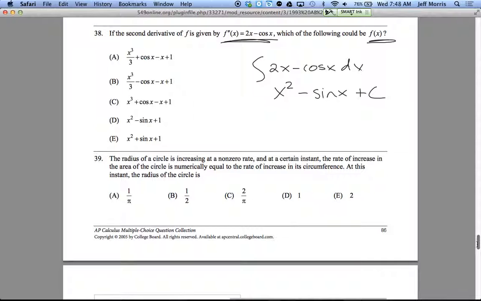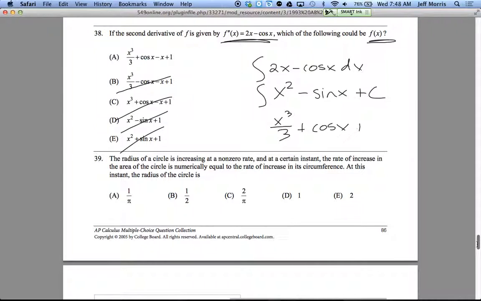Well, what's the antiderivative of it? Let's get back to the original. X to the third over 3. All right, we're going to have x to the third over 3. Plus cosine x. Plus cosine x. Looks like this one's gone.